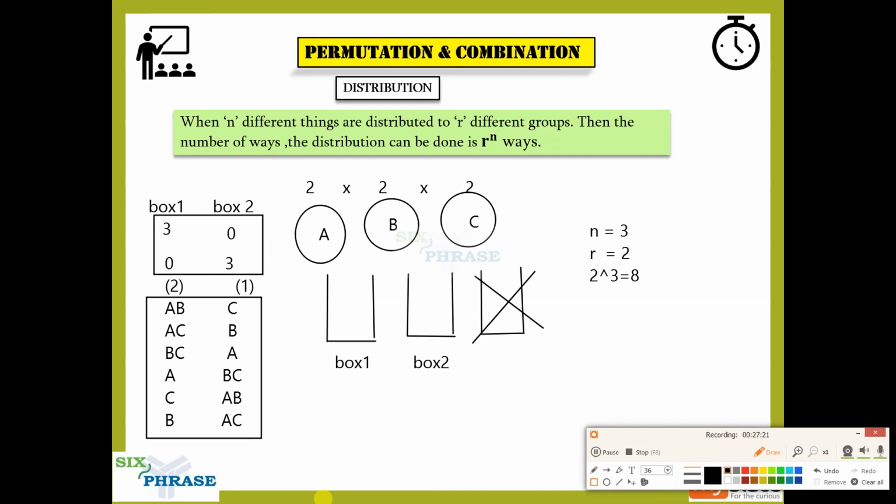Now you understand the difference between distribution and permutation. If you still don't understand, make sure you rewind the clip, watch it again, make sure that you understand it. This is very important.